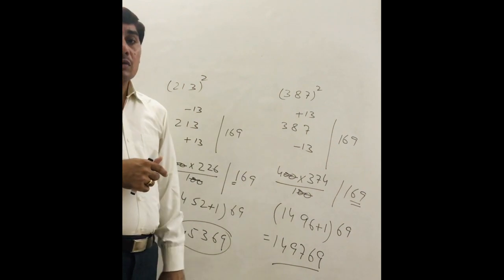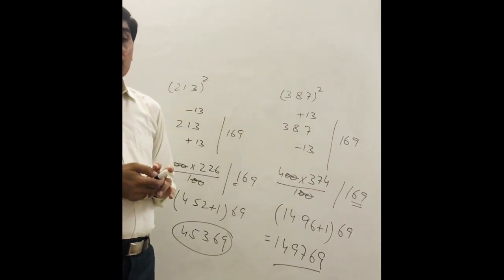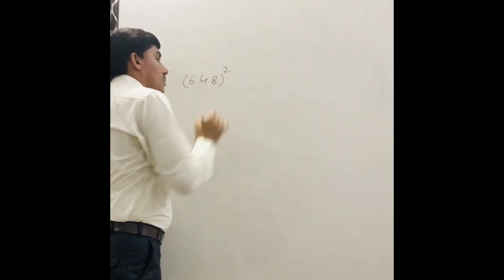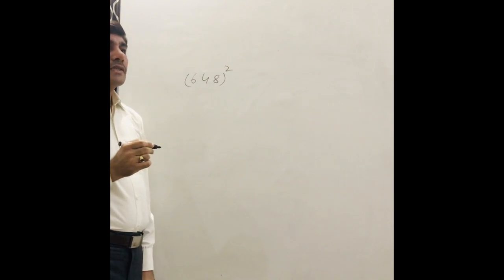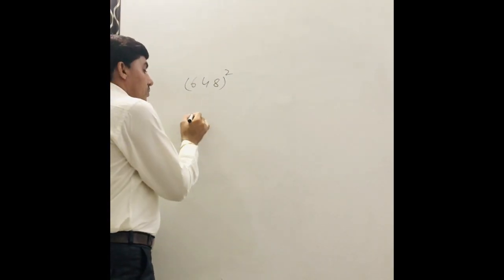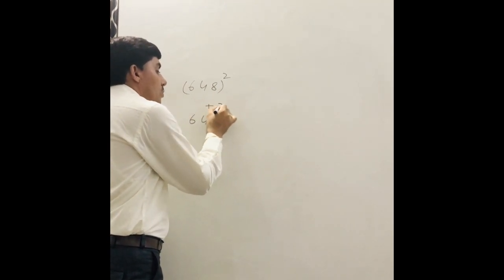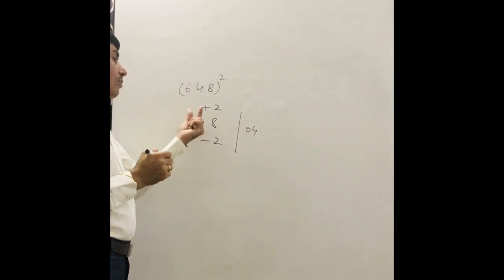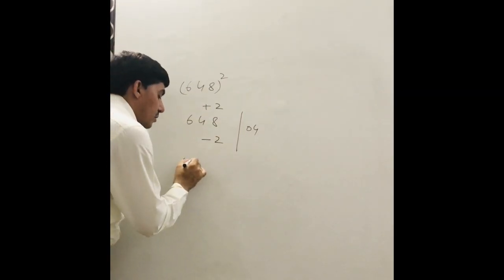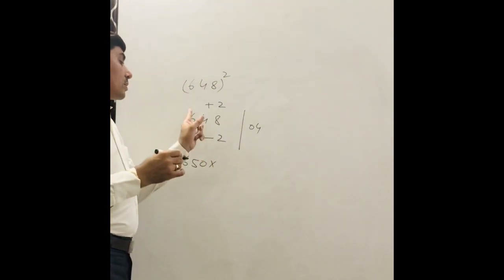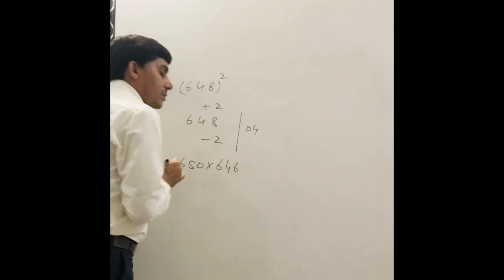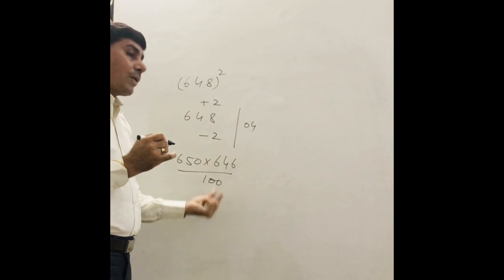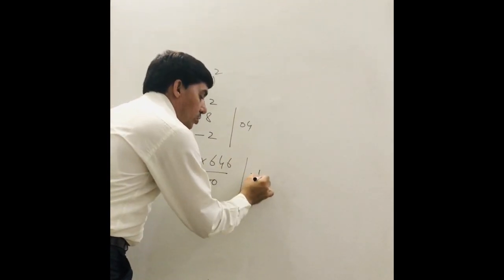So, we can solve one more example of three digit numbers. Square of 648. Now in this case 648 is lying near 650. So we have to add 2 and subtract 2 and write 2 into 2 is 4. Now after adding 2 to 648 we get 650. Multiply by 648 minus 2 is 646 divided by 100. In three digit numbers, we divide by 100 always and write 04.